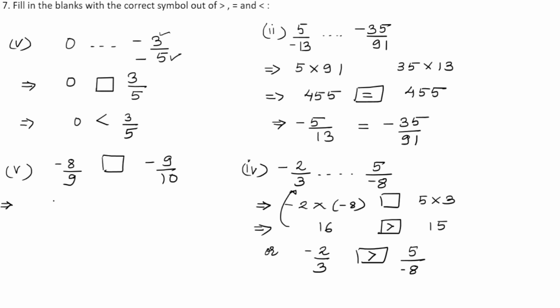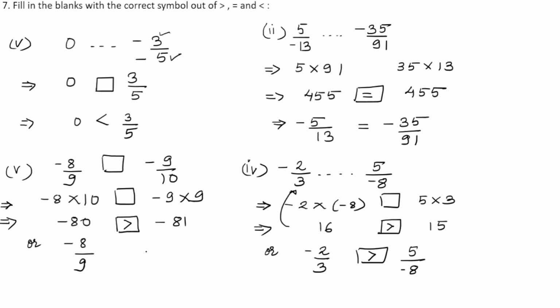No, they are different. So we need to go for cross multiplication. Minus 8 into 10 is to be compared with minus 9 into 9. So you get here minus 80 and you get here minus 81. On comparison, obviously minus 80 is bigger than minus 81 and so will be its corresponding rational number. So this number is greater than minus 9 by 10.